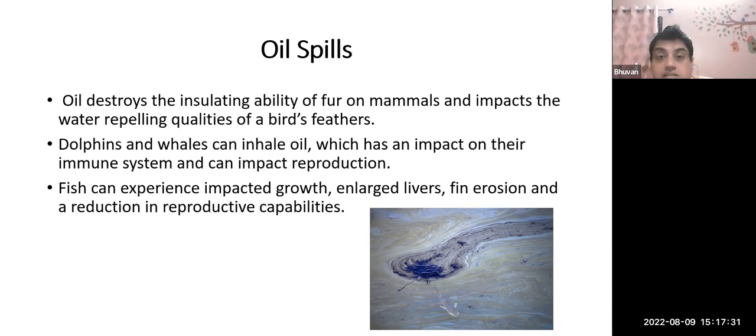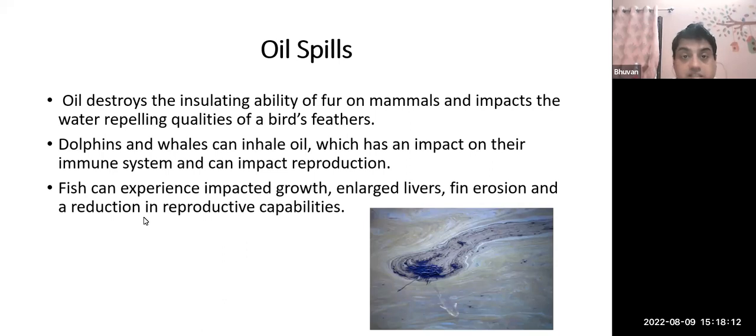The insulating capability of the fur of the mammals is also affected because of the oil spills. In dolphins and whales, the immune system and reproduction are affected. And in fishes, there is fin erosion and liver damage, along with reproductive failures, and oil getting deposited on the surface of the gills, through which fishes breathe. So definitely the fishes are affected, and when they are consumed, even human beings are affected. So oil spills are causing major environmental destruction all over the world, which is again related to your energy sector.